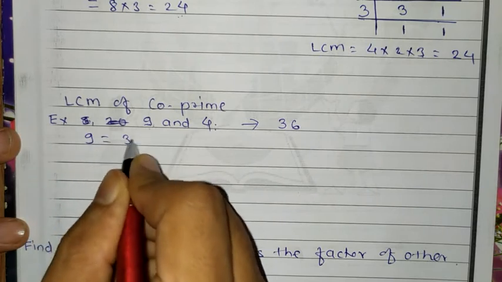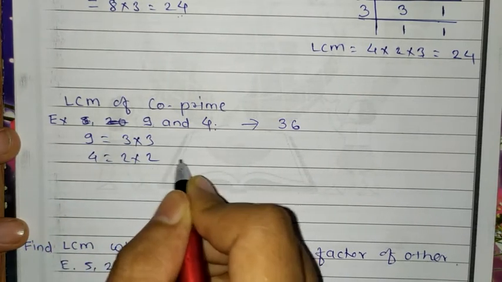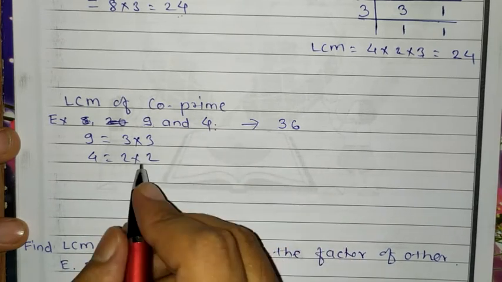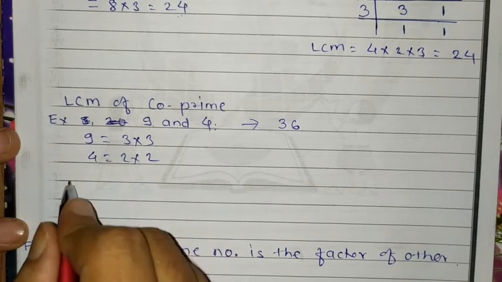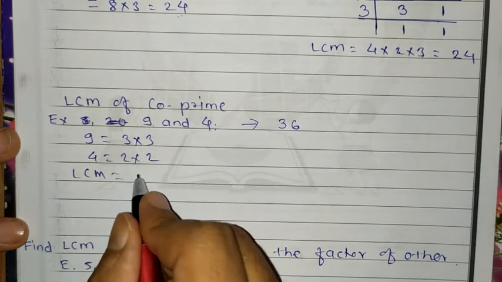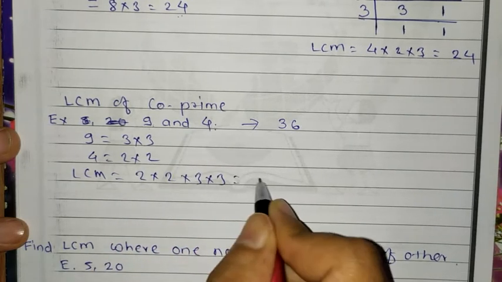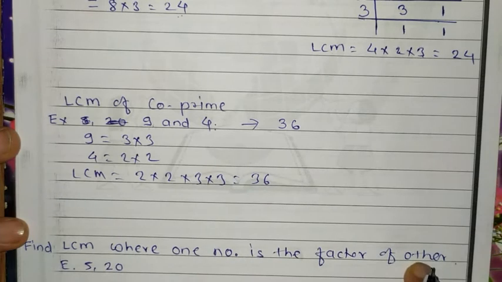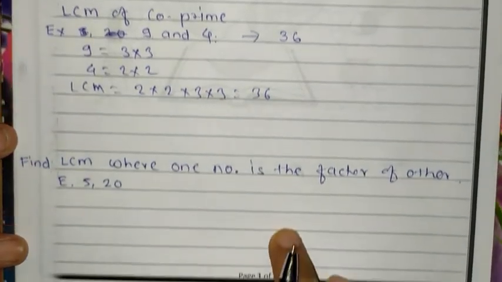9 is written as 3 into 3, 4 is written as 2 into 2. So there is no common number. So how will you get the LCM? We will pick up the uncommon numbers. So that is 2 into 2 into 3 into 3. So it is 36. So whenever coprime numbers come, their multiplication will be their LCM.